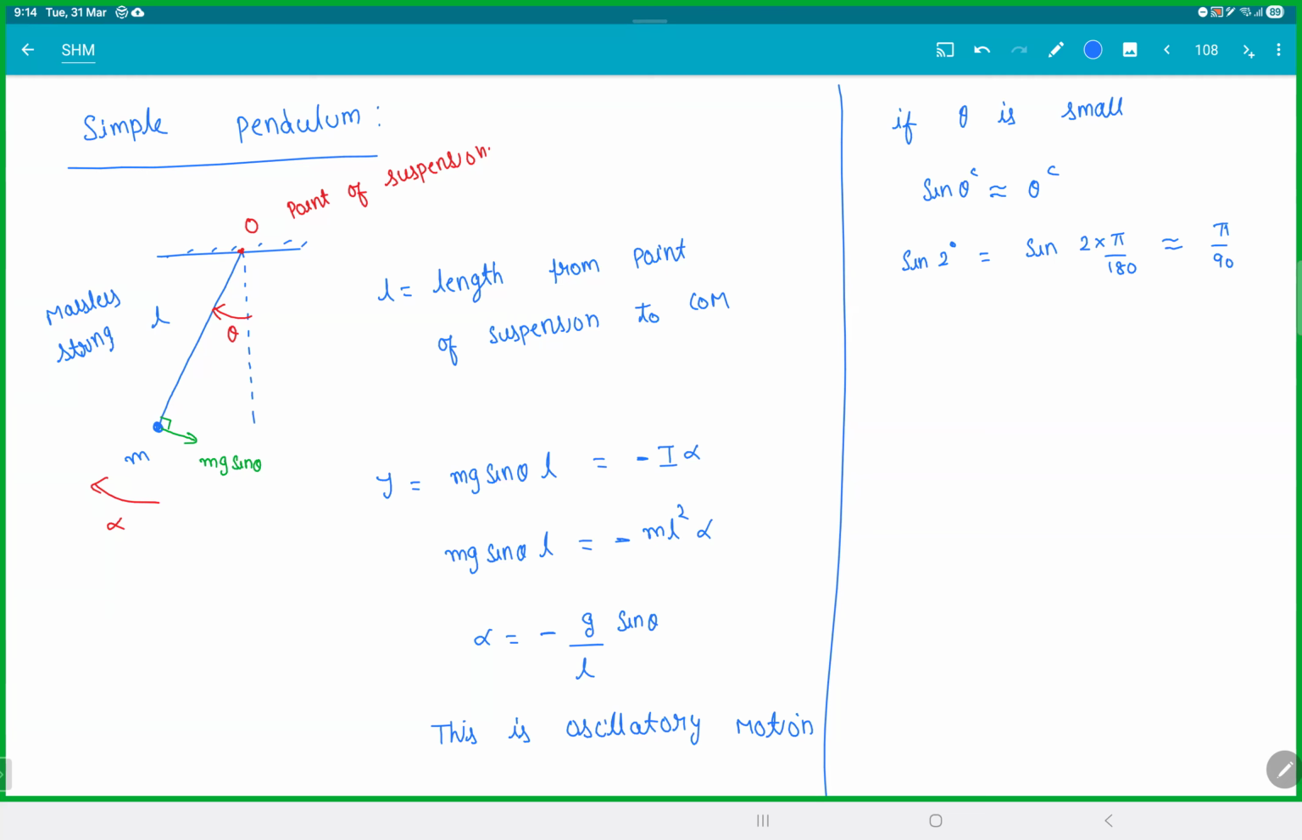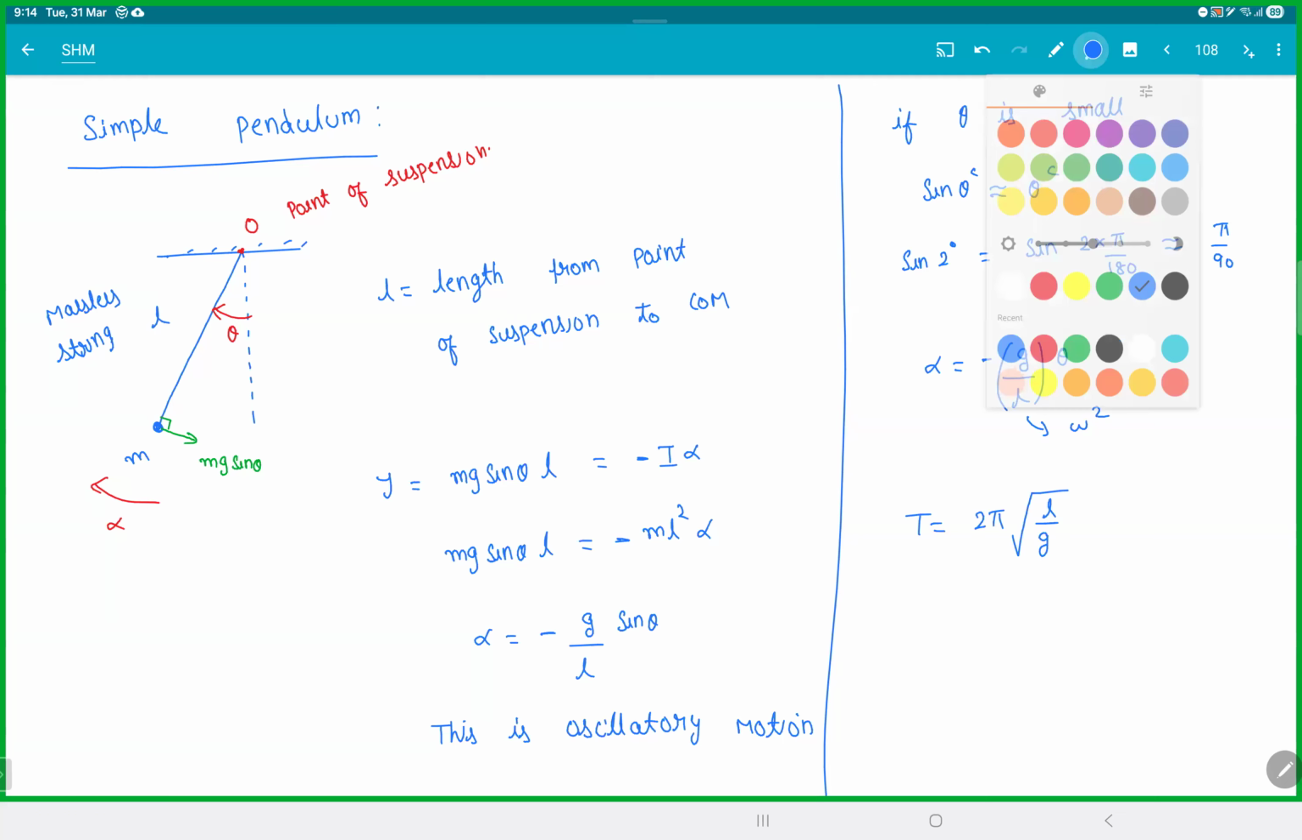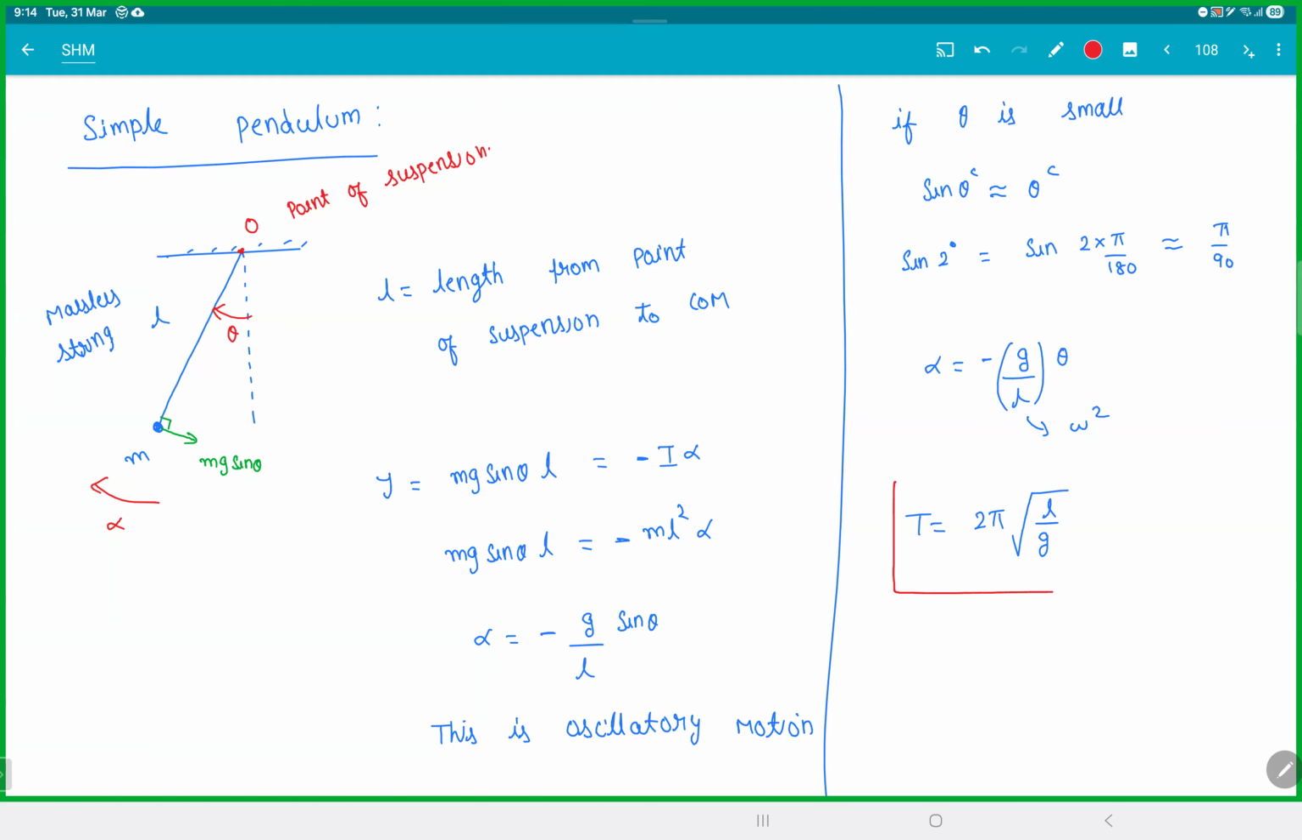So if theta is small, then you can do this. Then your equation becomes alpha is equal to minus g by L theta. Then that's your omega square. So only for small angles, you can assume it to be an SHM. So that is also an approximation actually. And then you get your formula: time period is equal to 2 pi root over L by g. I'm sure you know this formula. We have used this in units and dimensions and errors and everywhere. This is where you actually get it from. Clear with this?